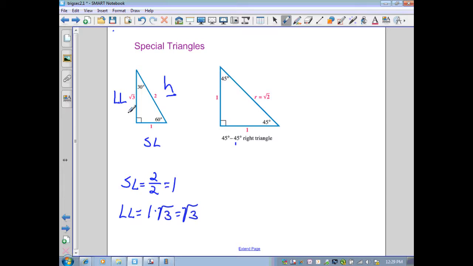Let's continue to the 45, 45, 90. Here we have two congruent acute angles. Therefore, I know that this is an isosceles right triangle, which makes my two legs congruent. Again, I have a right angle. Opposite that is the hypotenuse, and these two congruent sides are known as the legs.